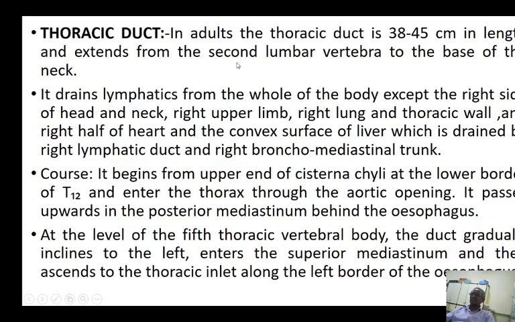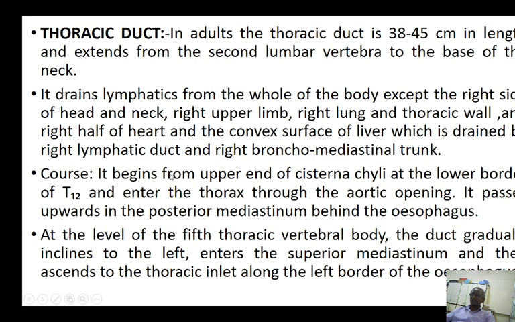Then the thoracic duct. The thoracic duct is about 38 to 45 centimeters, extends from the second lumbar vertebra to the base of the neck. Of course, it drains lymph from the whole of the body except the right side of the head and neck, right upper limb, right lung, right part of the thoracic wall, right half of the heart, and convex surface of the liver. Then these parts are drained by the right lymphatic duct and right bronchomediastinal duct.